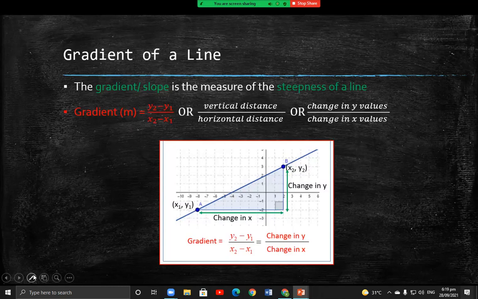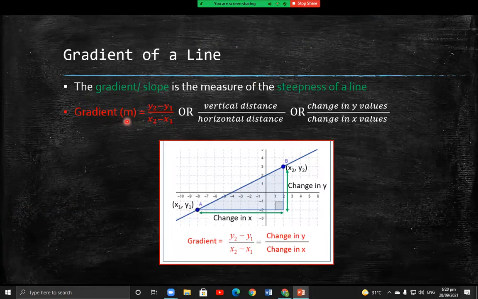All right. The gradient or slope is a measure of how steep a line is. By looking at the gradient, I could tell you which line is steeper than which, and if a line has a gentle slope. The formula to find the gradient, because they can ask you to find the gradient in a question, we'll learn how to do that just now. It's in the slides.